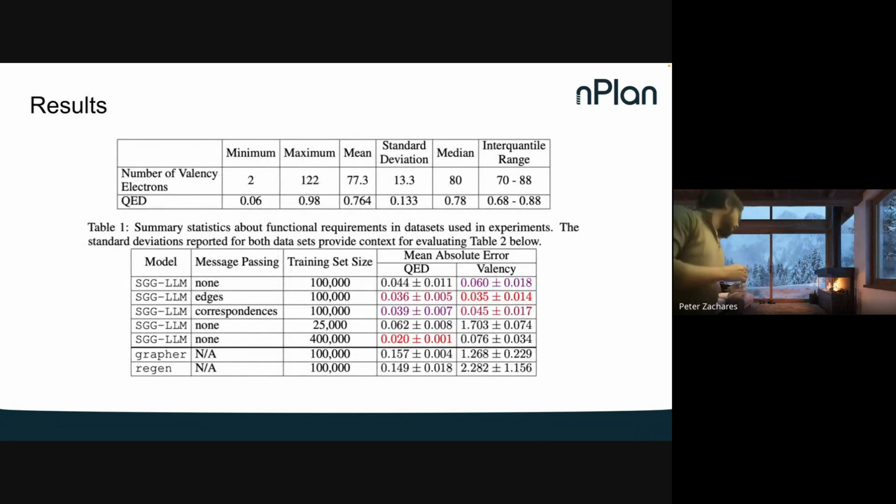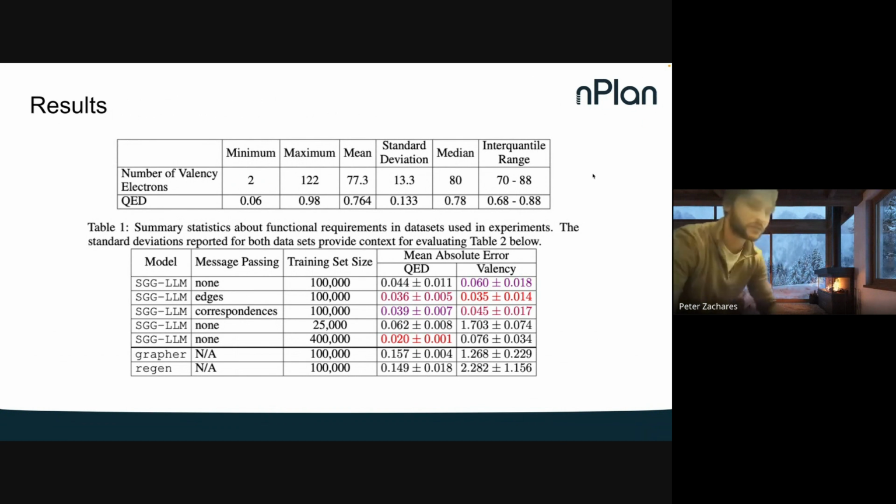So with RDKit, you have to go from graph to molecule, and there's a ton of physical laws that a molecule has to adhere to in order to be a valid molecule. And so when I'm calculating, you can't calculate mean absolute error unless it's a valid molecule.